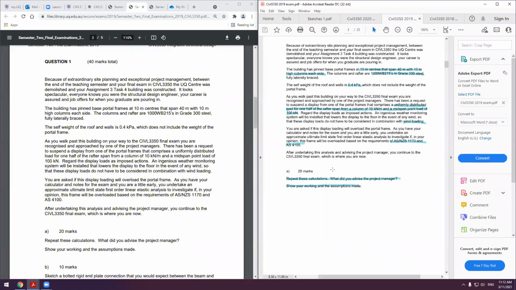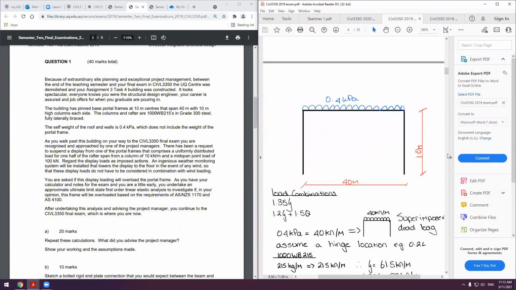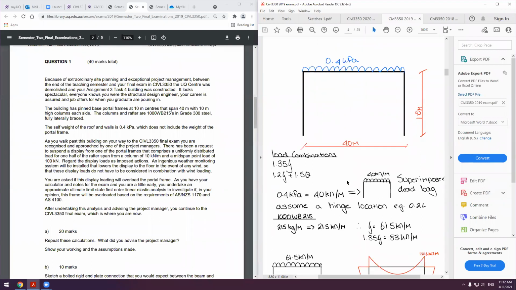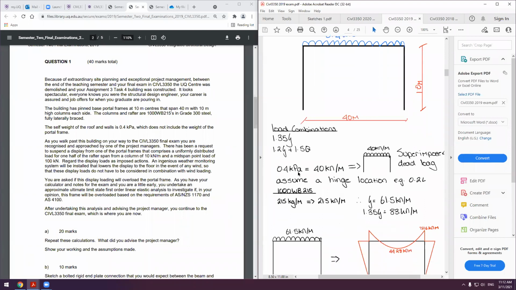But very, very similar to 2020's exam. We've got a portal frame that is 10 meters high, 40 meters span, and 10-meter width between each member. So we have our two loading combinations of 1.35G and 1.2G plus 1.5Q.